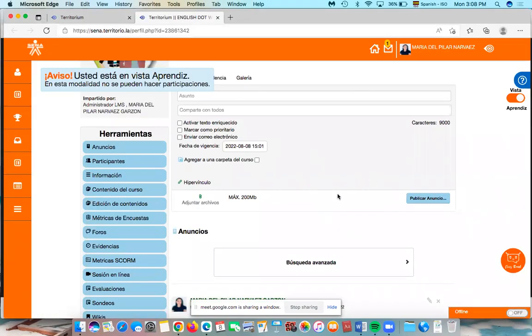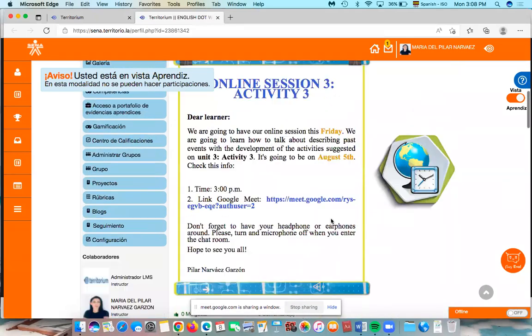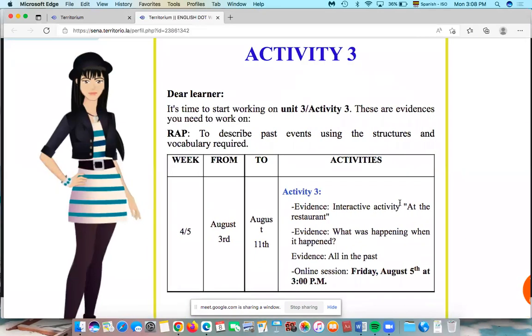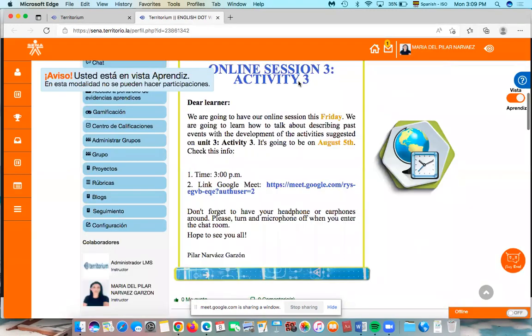Good. So let's see here. The evidence that we need to work on, our dates, are based on the schedule we have. So we have this unit goes from August the 3rd to August 11th, right? And the evidence are interactive activity at the restaurant, then what was happening when it happened, and all in the past. These are the evidence that we're going to work on, and let's see what it is about, okay?